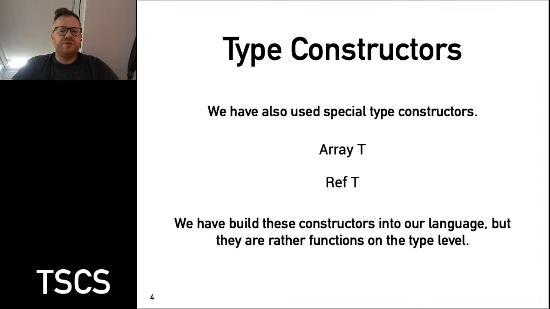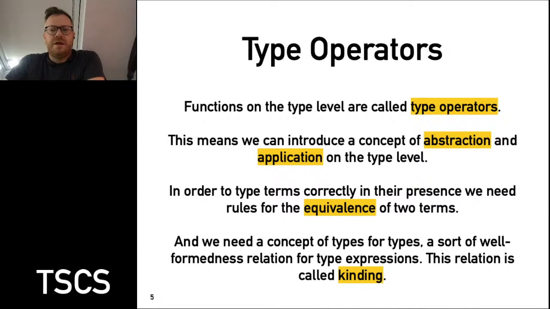We use them in a way that they are constructors, but they are rather functions on the type level. So ref-t basically takes a type and returns a reference type, as you can think of it. So these are functions on the type level. A type constructor is a function on the type level. And these are type operators, these functions on the type level.